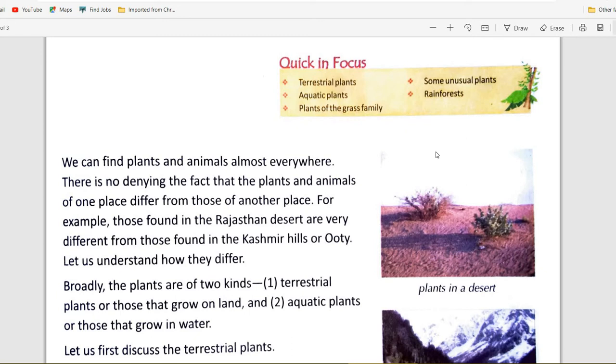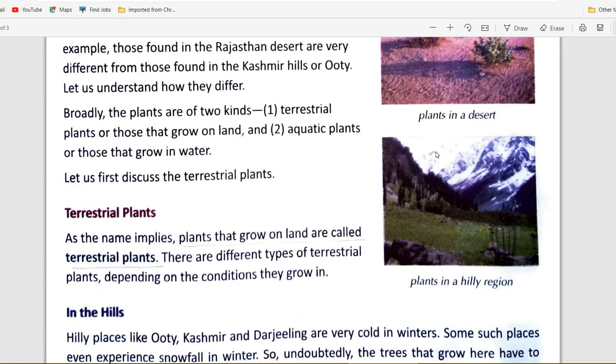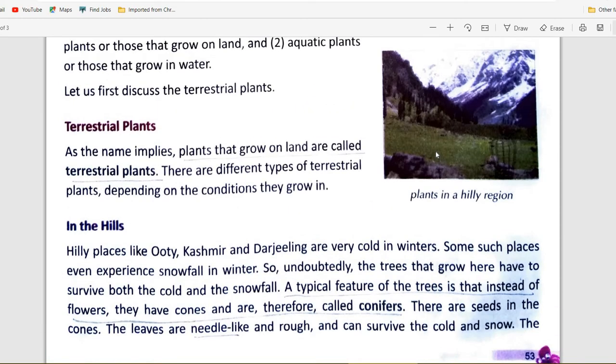And there are two kinds of plants. Number one is terrestrial plants and second is aquatic plants. Terrestrial plants are those plants which grow on land. And different types of terrestrial plants depend on the conditions they grow in.